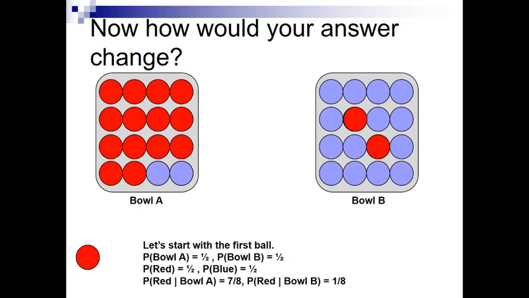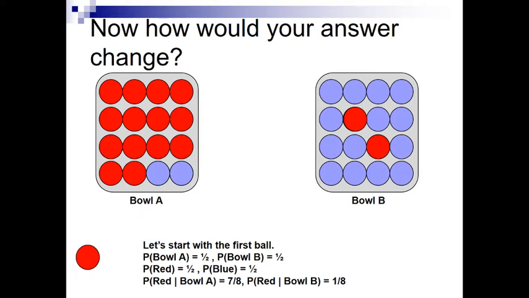So we're going to start with that first ball. And we're going to first compute the probability of any ball in the world, regardless of color, coming from bowl A or bowl B. That's the prior probability on the class value. That's like the probability of A that we talked about before, or the probability that you play tennis. And in this case, the bowls are the same size. So we're going to say the probability of bowl A is a half, and the probability of bowl B is a half.